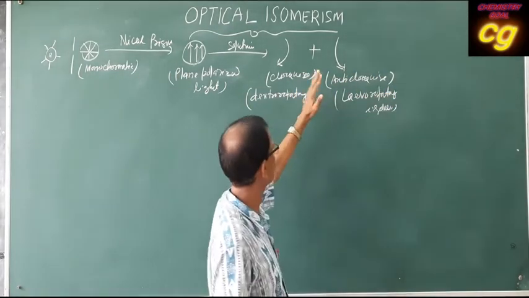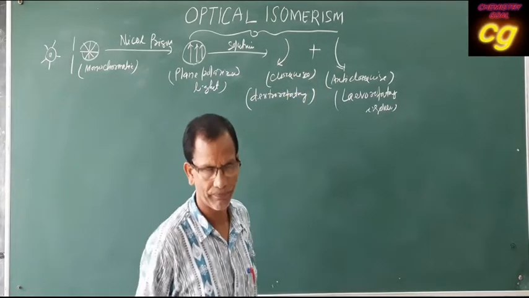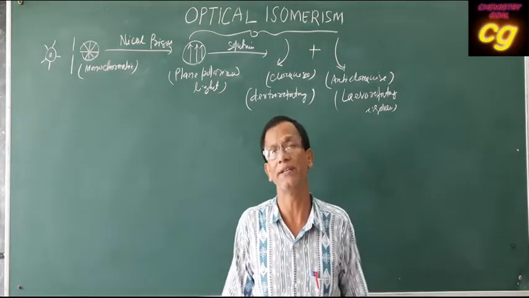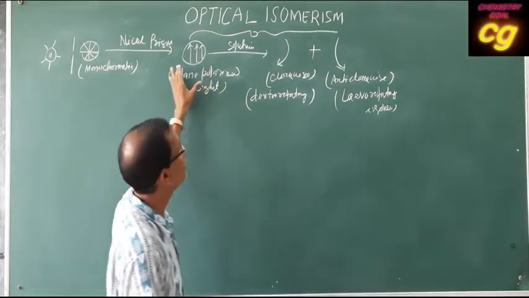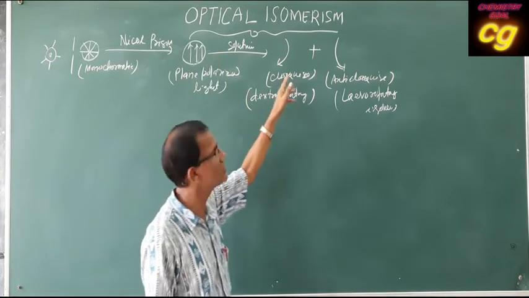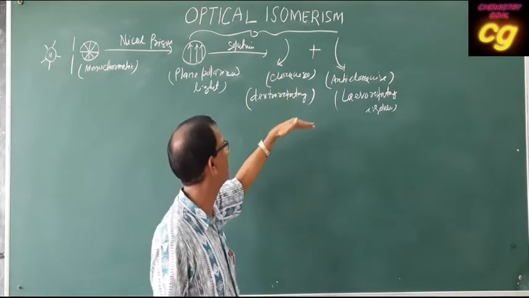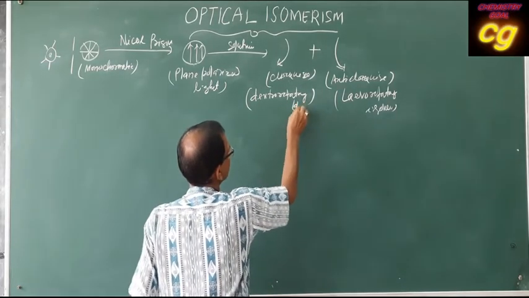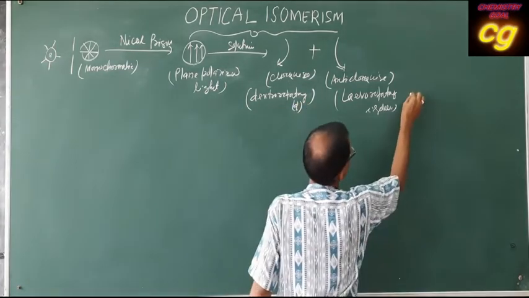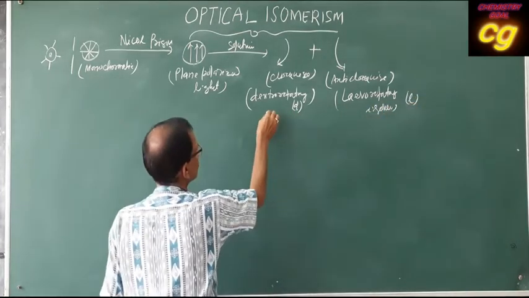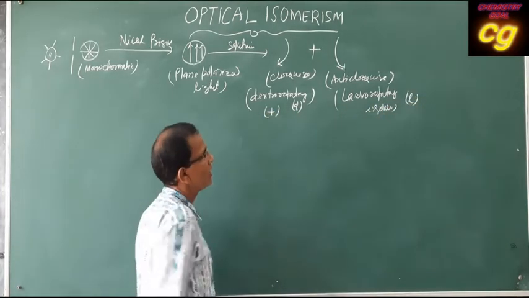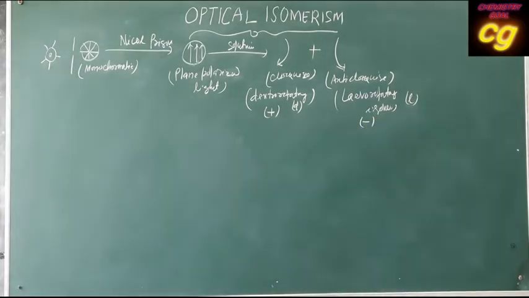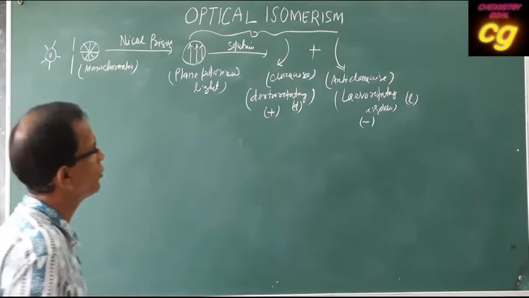This rotation is possible if it is optically active. If it is not optically active, there is no rotation of light, no change in the rotation of light. Clockwise rotation is dextrorotatory, its symbol is D, and levorotatory's symbol is L. Dextro is also called the plus isomer, and levo is also called the minus isomer. These are the notations: plus and minus, clockwise and anti-clockwise.